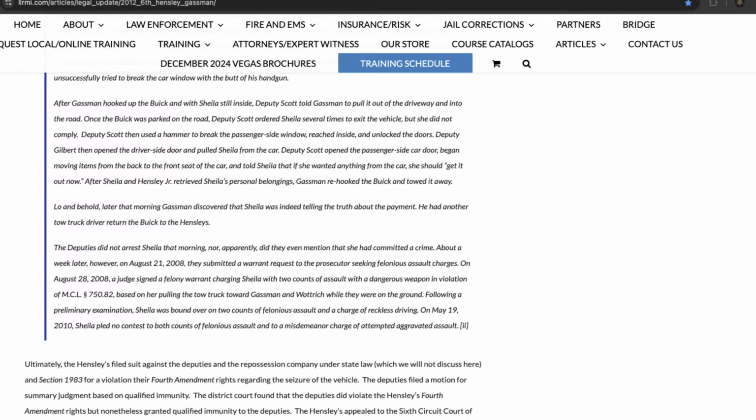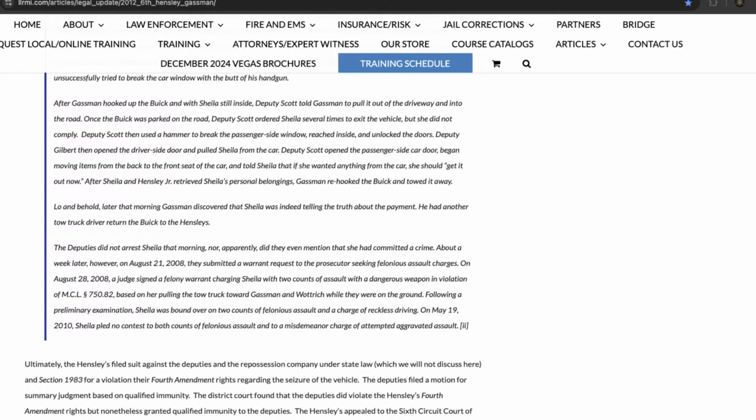But she did not comply. Deputy Scott then used a hammer to break the passenger side window, reached inside and unlocked the doors. Deputy Gilbert then opened the driver's side door and pulled Sheila from the car. Deputy Scott opened the passenger side car door, began moving items from the back to the front seat of the car, and told Sheila that if she wanted anything from the car, she should get it out now.